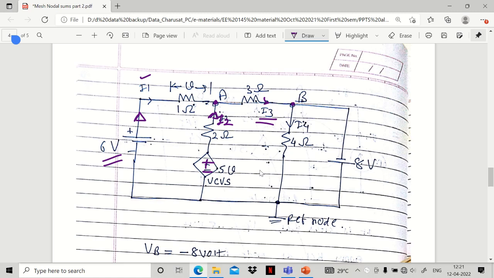At node B, the current is flowing in the downward direction, that is I4, through the 4 ohm resistance. And yes, this bottom node is the reference node.